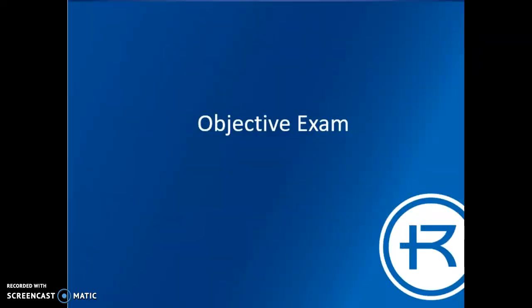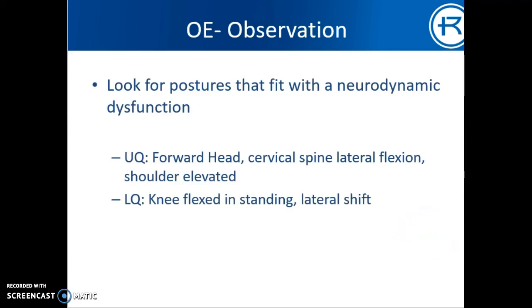Moving on to the objective exam, things to look for in observation. You want to look for postures that fit with a neurodynamic dysfunction. So for the upper quarter, they may have a forward head, their cervical spine might be in a little bit of lateral flexion, or they may have an elevated shoulder that almost looks kind of full through that upper trap region.